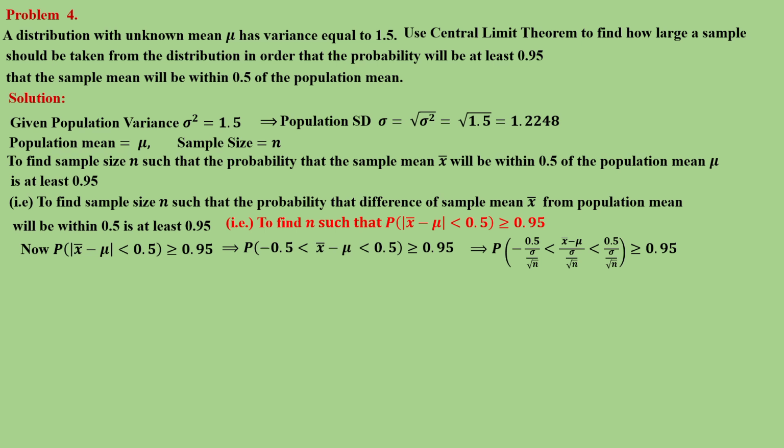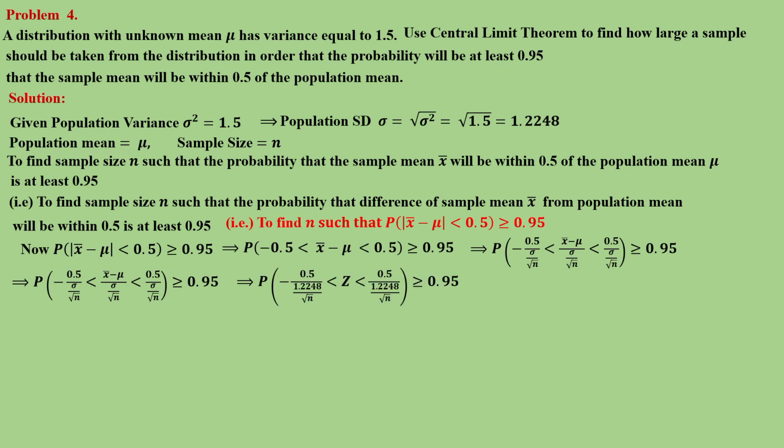So probability of minus 0.5 divided by sigma by root 10 less than x̄ minus μ by sigma by root 10 less than 0.5 divided by sigma by root 10, greater than or equal to 0.95. We know z test statistic is equal to x̄ minus μ by sigma by root 10, and substituting the values, probability of minus 0.5 by sigma by root 10 less than z less than 0.5 by sigma by root 10 is greater than or equal to 0.95.